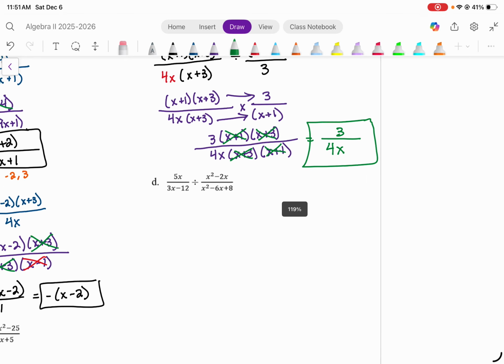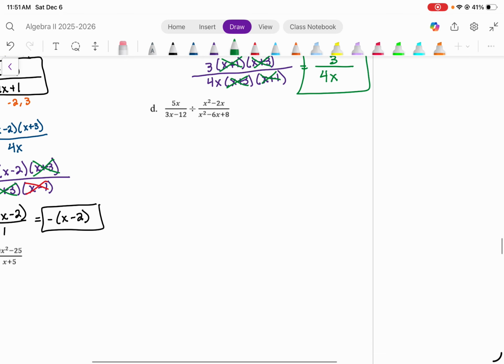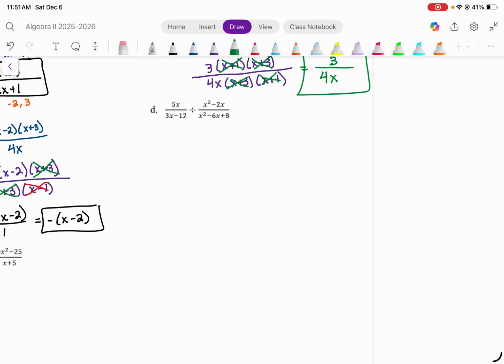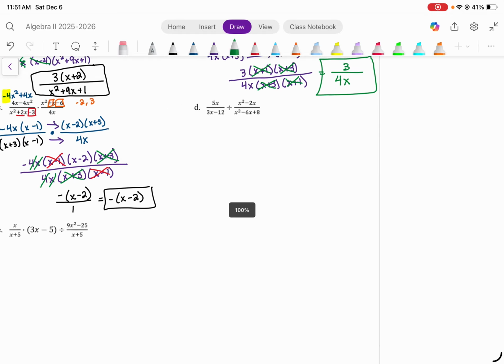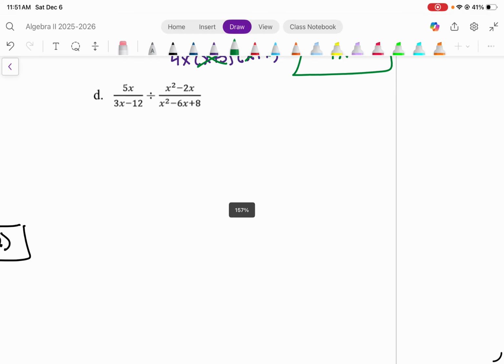All right, why don't you go ahead and try the next one on your own, factor, change it to multiplication, multiply, and then simplify. And then you can skip to the end to check your answer.